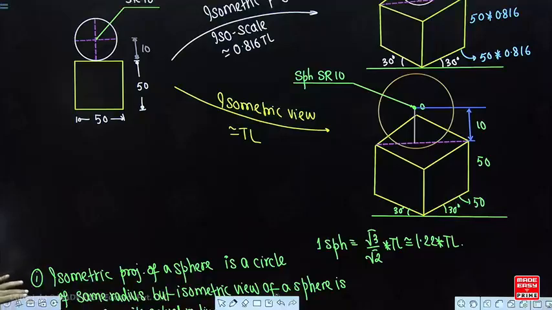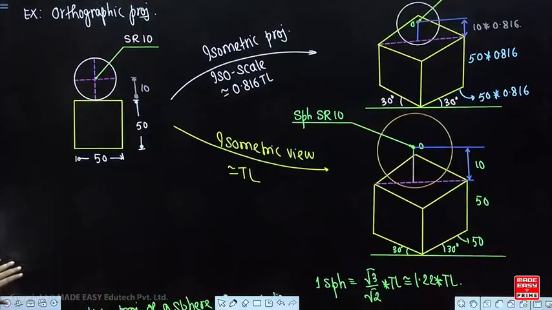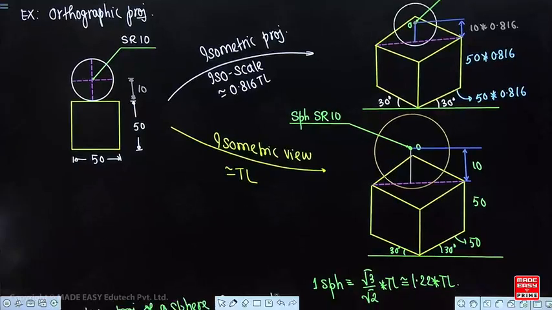Isometric projection is drawn on 0.816. Isometric view is drawn on true length only. See this figure: isometric projection I have drawn at 0.816 and isometric view is drawn on true length.